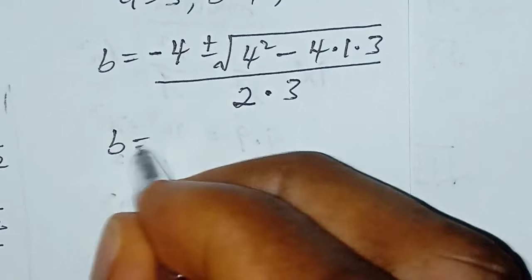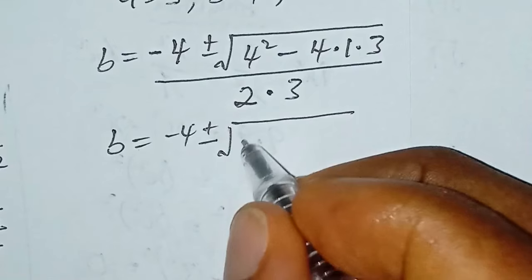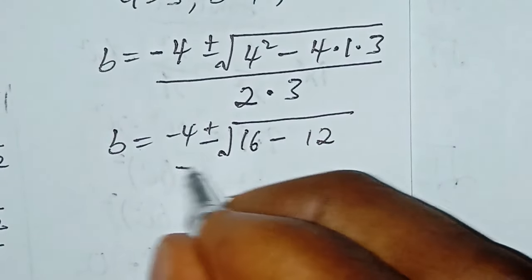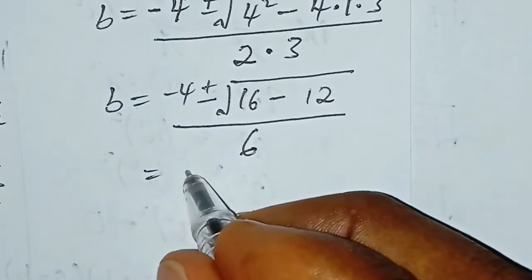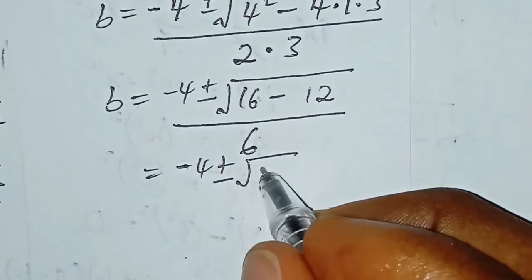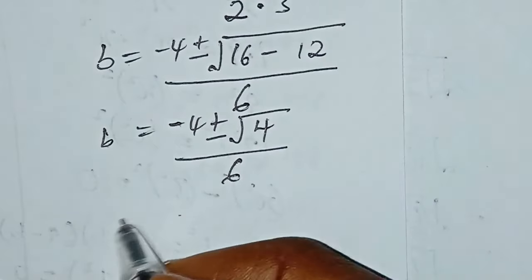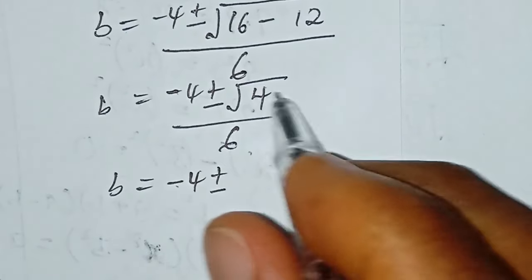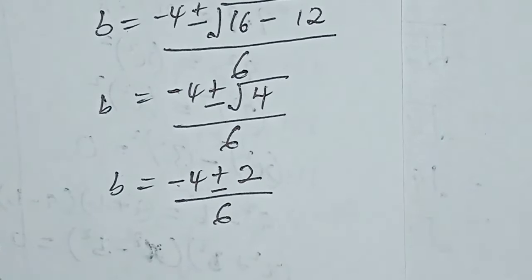So b will now be equal to minus 4 plus or minus square root of 16. The whole of this will give us 12 over 6. If we subtract this, we have that it will be equal to minus 4 plus or minus square root of 4 over 6, which is equal to b. Then b is equal to minus 4 plus or minus square root of 4, which is 2, over 6.